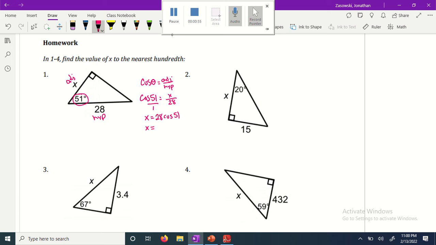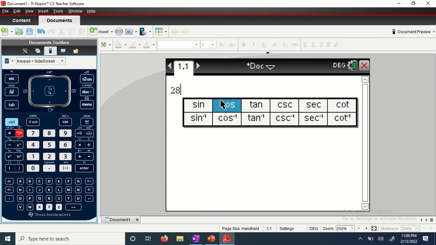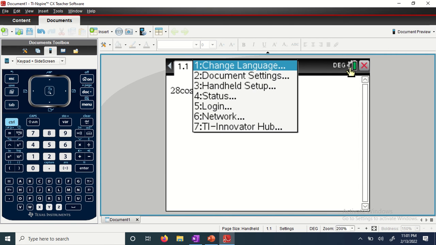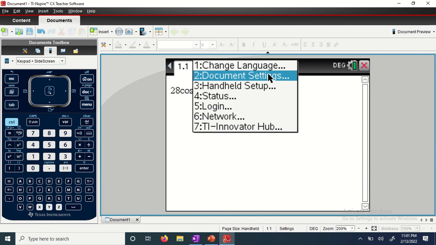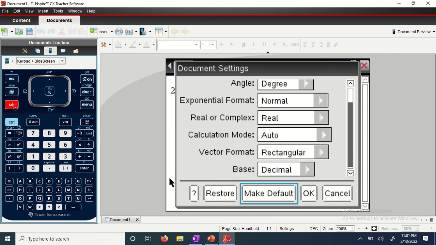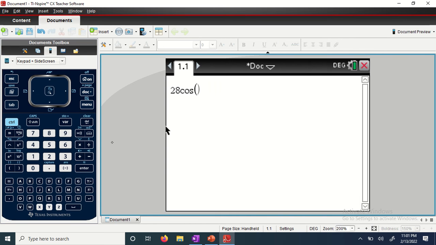And then we'll use our calculator. So just 28, trig button next to the 7, cosine. We also want to make sure we're in degrees. So if yours says radian up here, remember to click on the settings wheel, go to document settings, and change that from radians, if it's in that one, to degrees. Go down and you can press the tab button here to shift down to make default. Click enter and then enter so that we're all set.